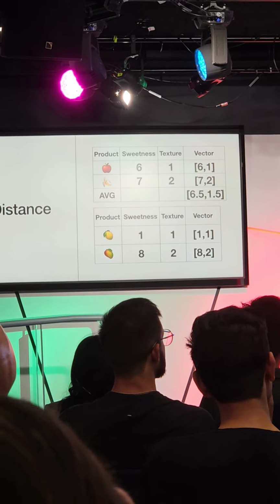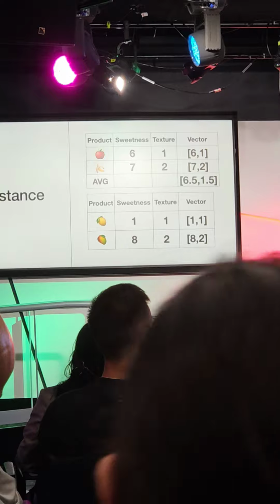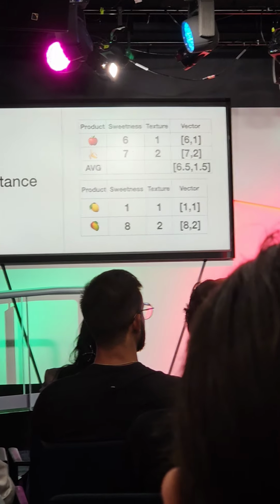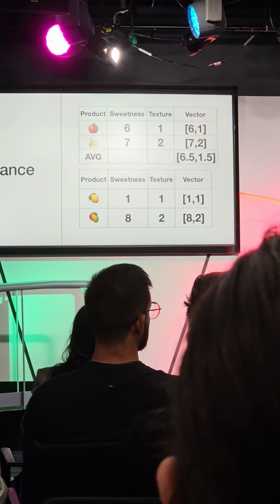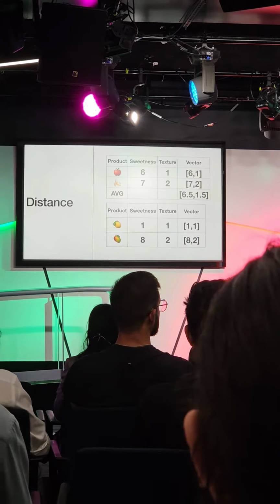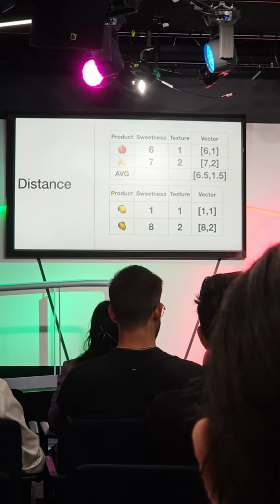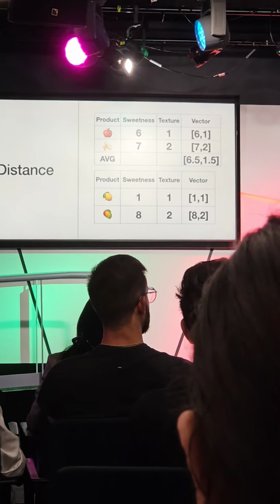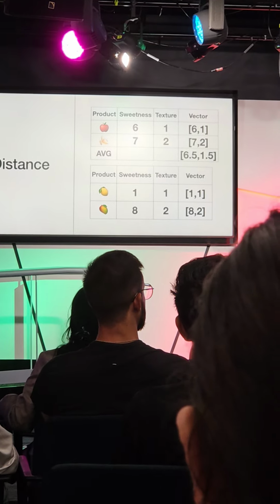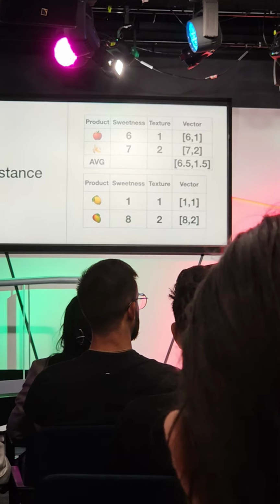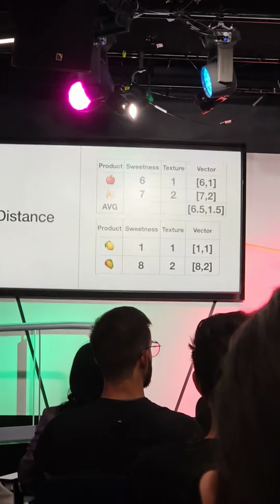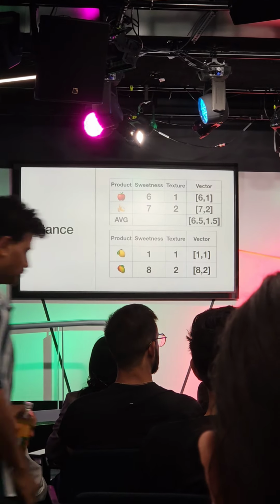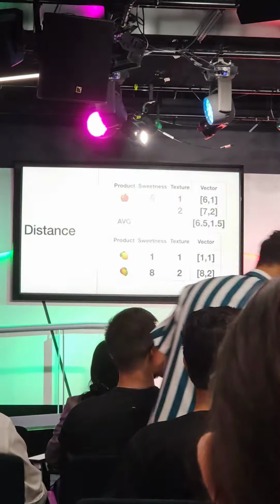So, apple sweetness 6, texture is 1, crunchy. Banana is sweeter than an apple. Texture is mushy, right? So it's represented as a different value. So the vector to represent an apple with sweetness and texture is 6 and 1. Banana is 7, 2. We average that, so we say that this particular person's average purchase vector is 6.5 and 1.5. Those are just literally the average of these 2 numbers. So far, so good? You're with me?